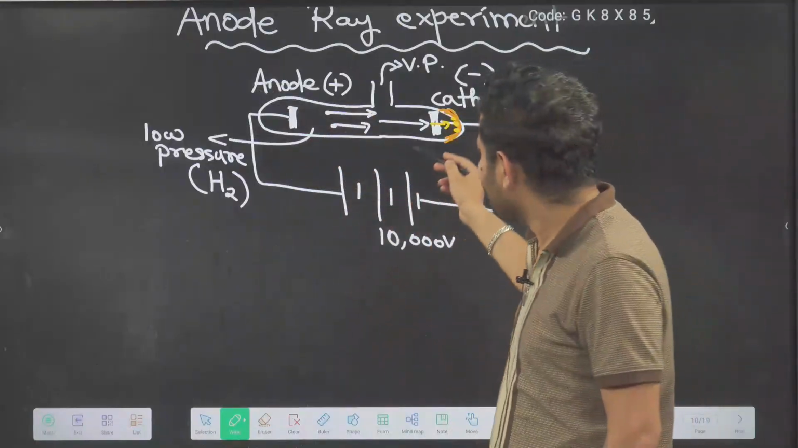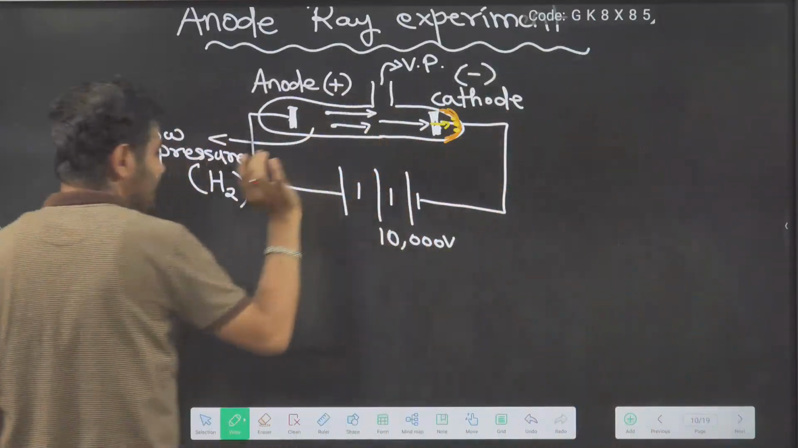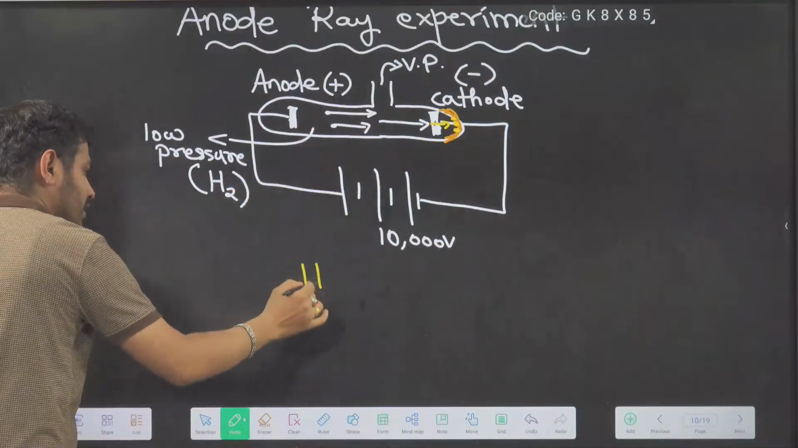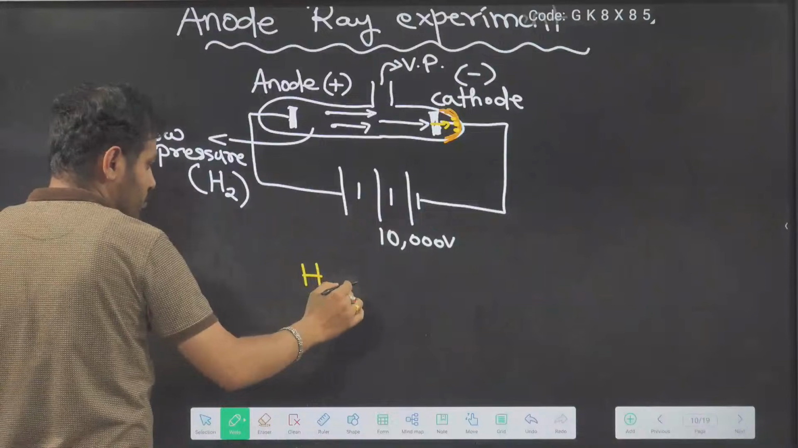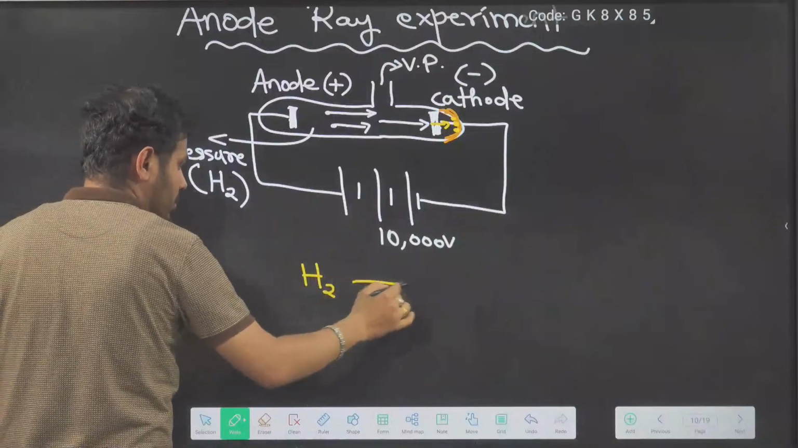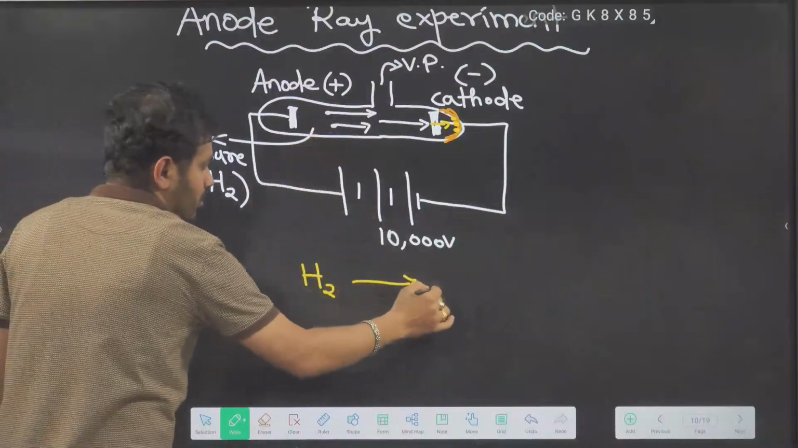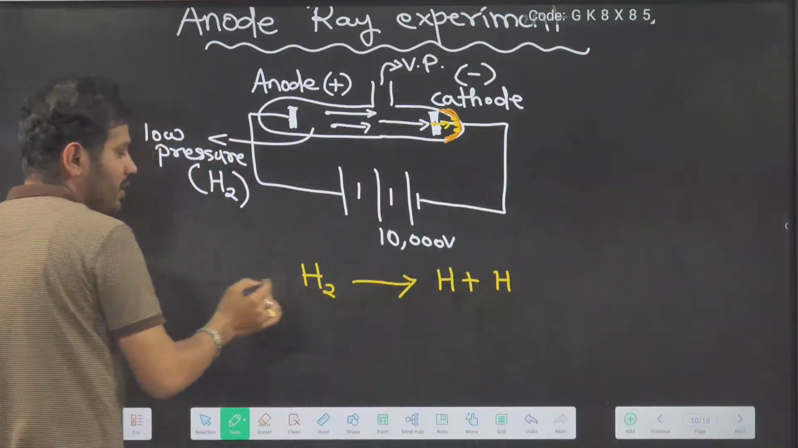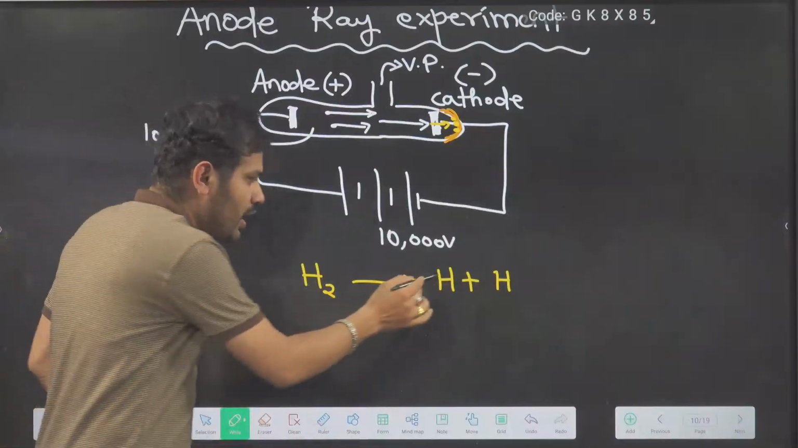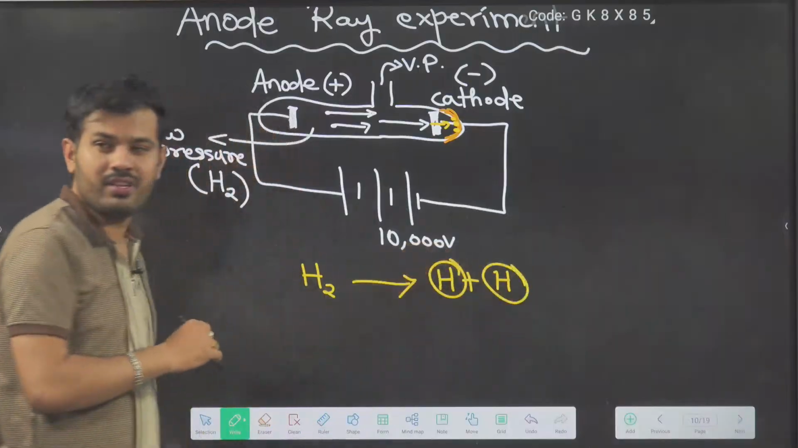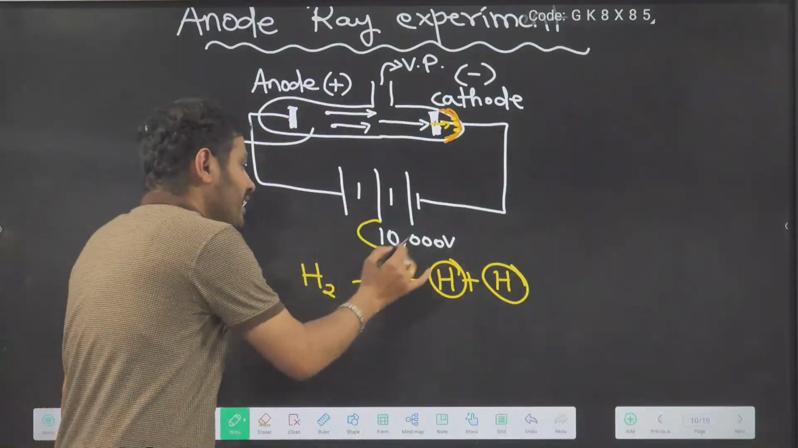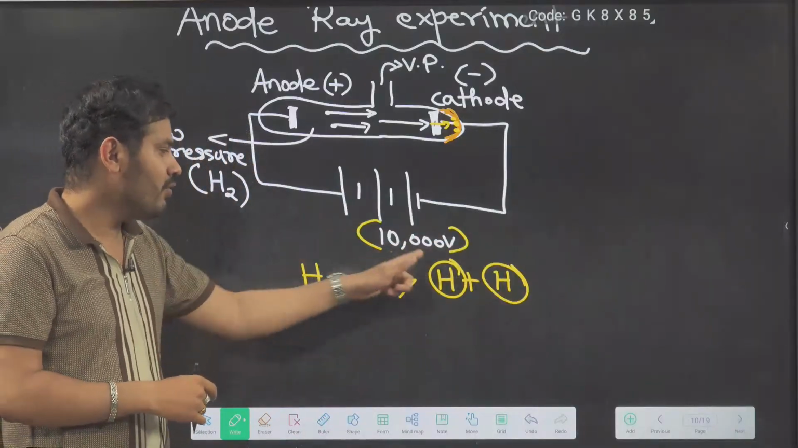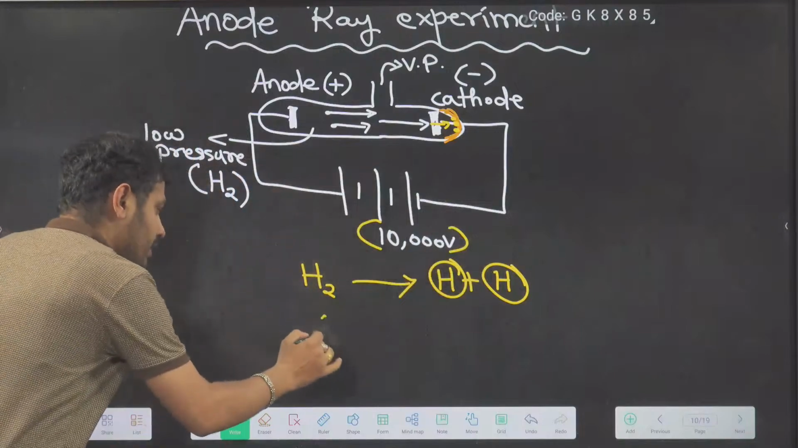But the highly energetic rays will be bombarding the gas which you have taken inside. The gas you have taken is H2. That H2 gas will be heated so that it converts into hydrogen atoms. Why is it getting broken down? The molecule H2 is broken down into hydrogen atoms, 2 hydrogen atoms. The reason is we are having very high voltage. With this high voltage, the bond in the molecule will break and form these atoms. Later what will happen?